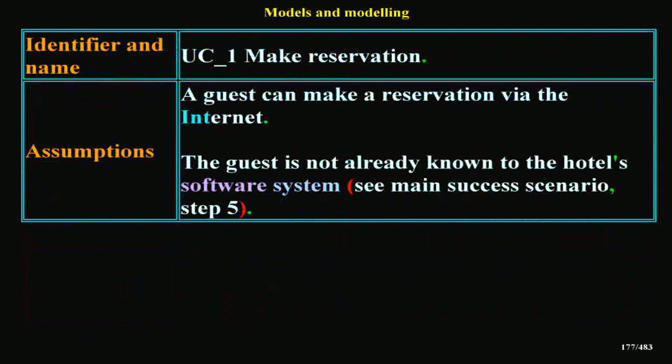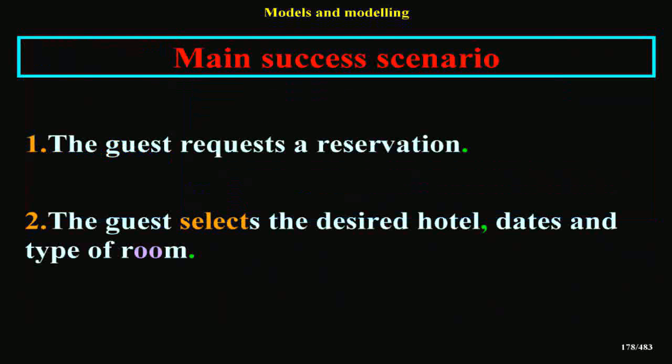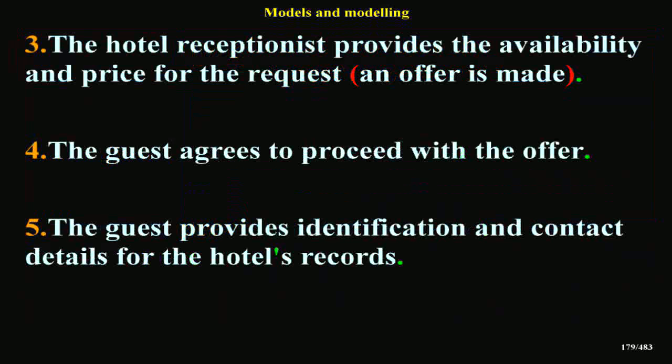Assumptions: a guest can make a reservation via the internet. The guest is not already known to the hotel software system. See main success scenario, step 5. Main success scenario. 1. The guest requests a reservation. 2. The guest selects the desired hotel, dates and type of room. 3. The hotel receptionist provides the availability and price for the request and an offer is made. 4. The guest agrees to proceed with the offer.